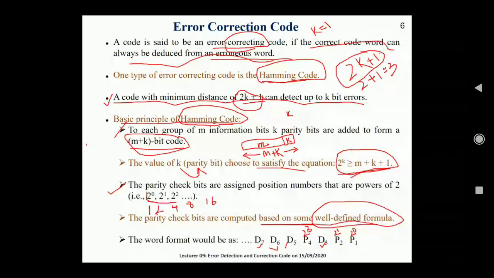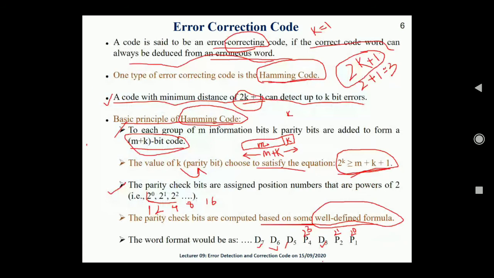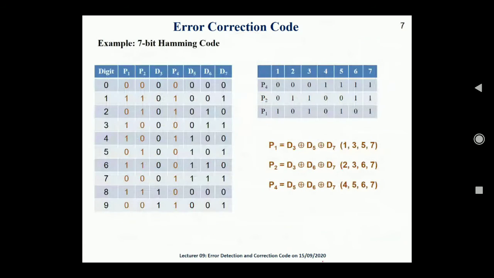Okay, so this way. This is slide number 6. If you are getting all these points, then I am moving to the next slide. Whatever we have discussed till now, we are considering one particular example. Suppose we are using the Hamming code. We are talking about the Hamming code. Suppose we are considering the 7-bit Hamming code.